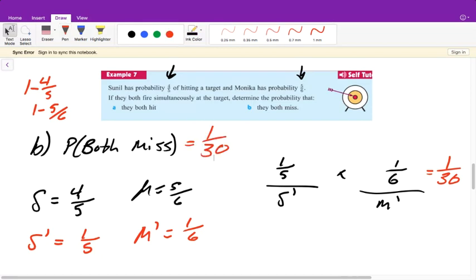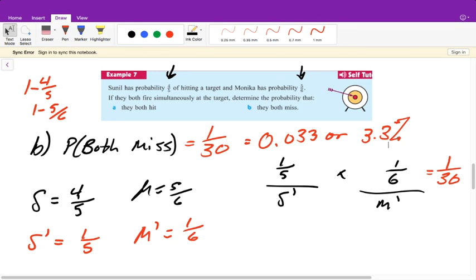And then I'll put this into my calculator, and 1 divided by 30 will give me 0.033, or 3.3%. So the probability that they both miss is going to be 3.3%. The probability that they both hit is 66% or 67%. All right. If you have any questions on this, let me know. But that is it for the independent.